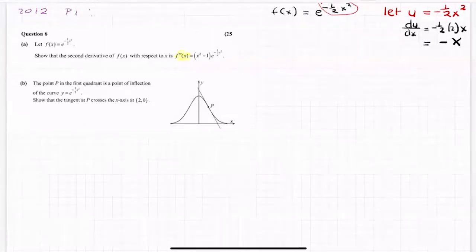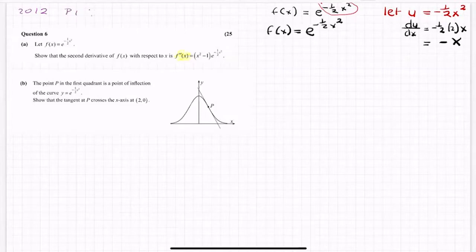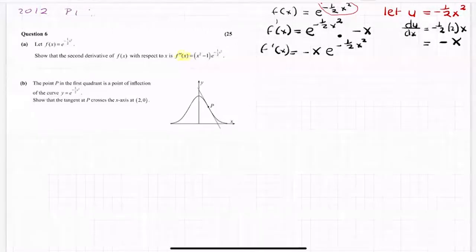And then you can do this in two ways. I'm going to do it informally first, where e to the power remains as e to the power. Okay, and then I multiply it by the inner function differentiated, so that I end up with minus x e to the minus a half x squared. So that's my f dash of x, okay? And that's your full answer there for f dash of x.